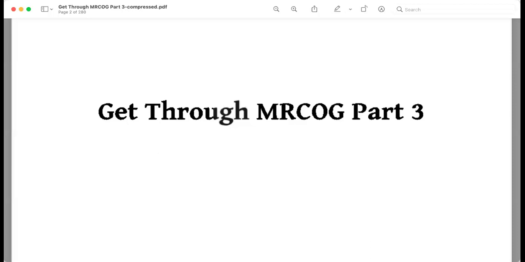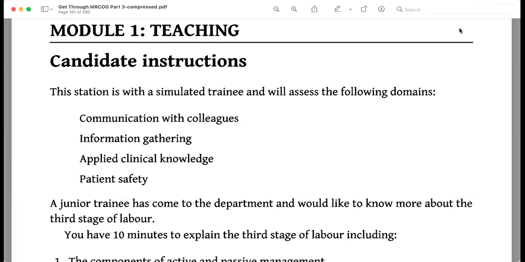By the way, my friends, as you can see, the circuit is starting in this book after page 150. That means you will have 150 pages of information that will be helpful for you to learn. So you can go through it and read it. You will learn from the examiners about famous tasks and how to approach each module, with very good examples of teaching, examples of managing emergencies, even for the audit station and so on.